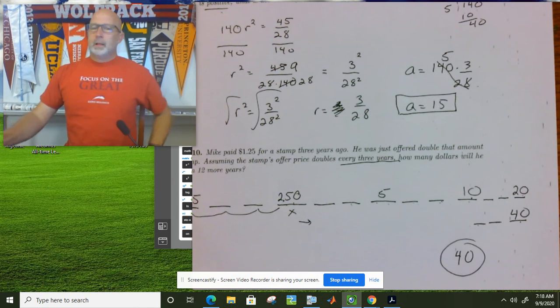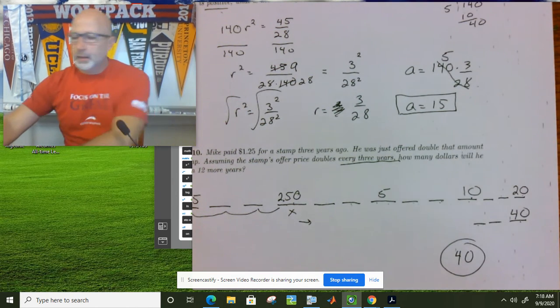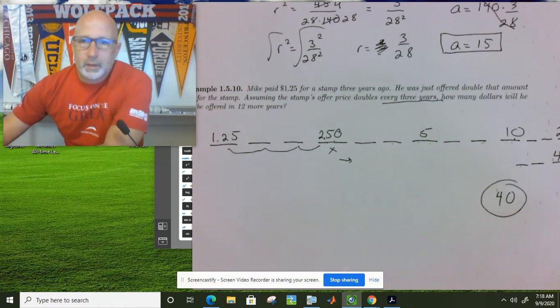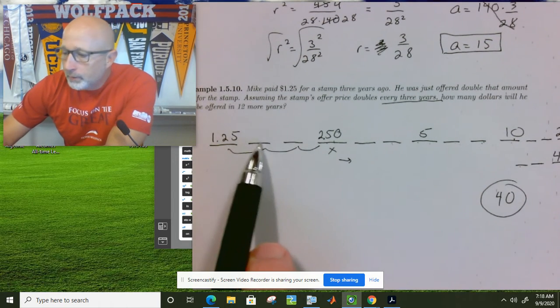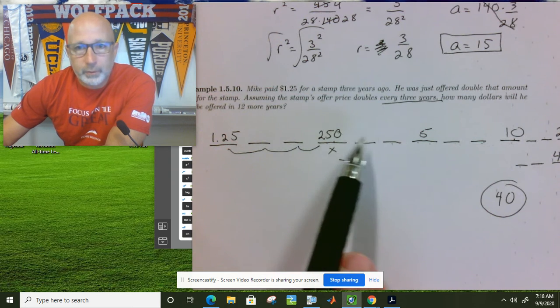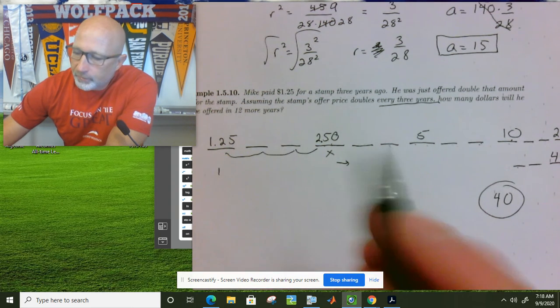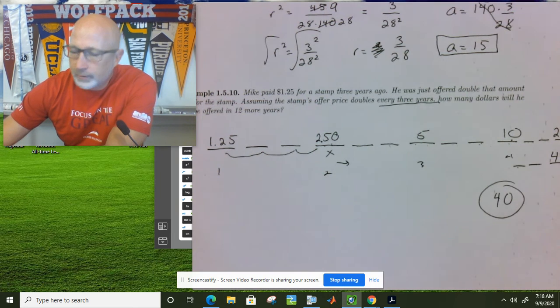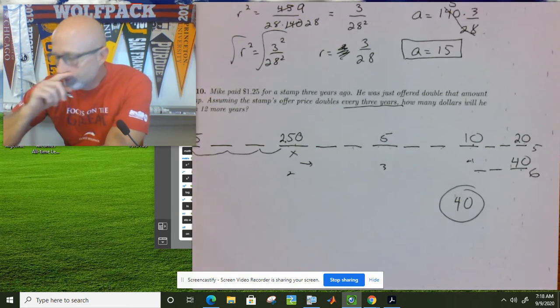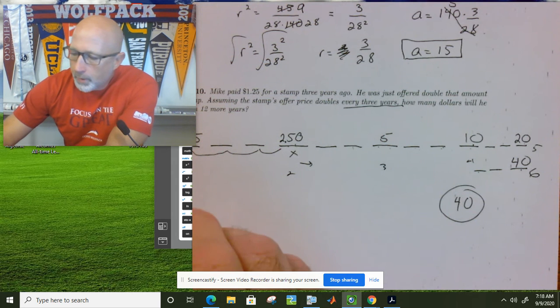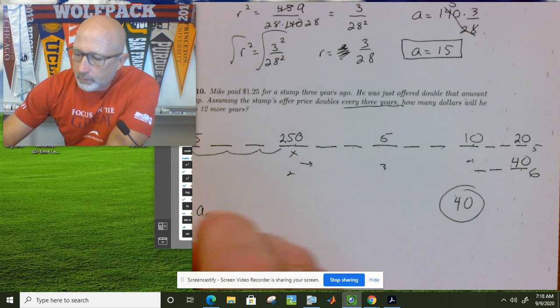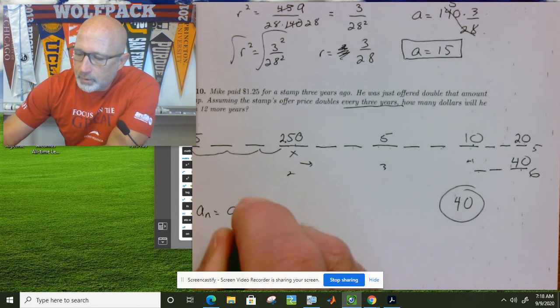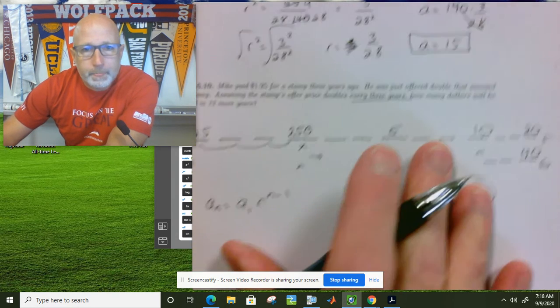Now, let's do it a different way. Let's use the whole idea of geometric sequences. So ignoring these, because we're just going in chunks of 3. This would be like the first one, second one, third one, fourth one, fifth one, and sixth one. So I'm going to use the formula a of n is equal to a of 1 times the common ratio to the n minus 1 power.